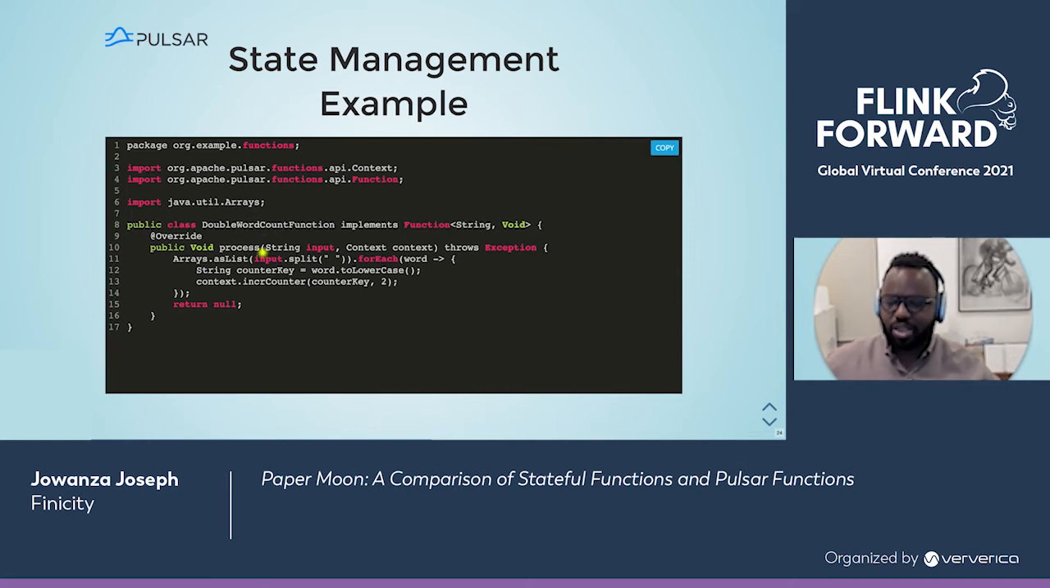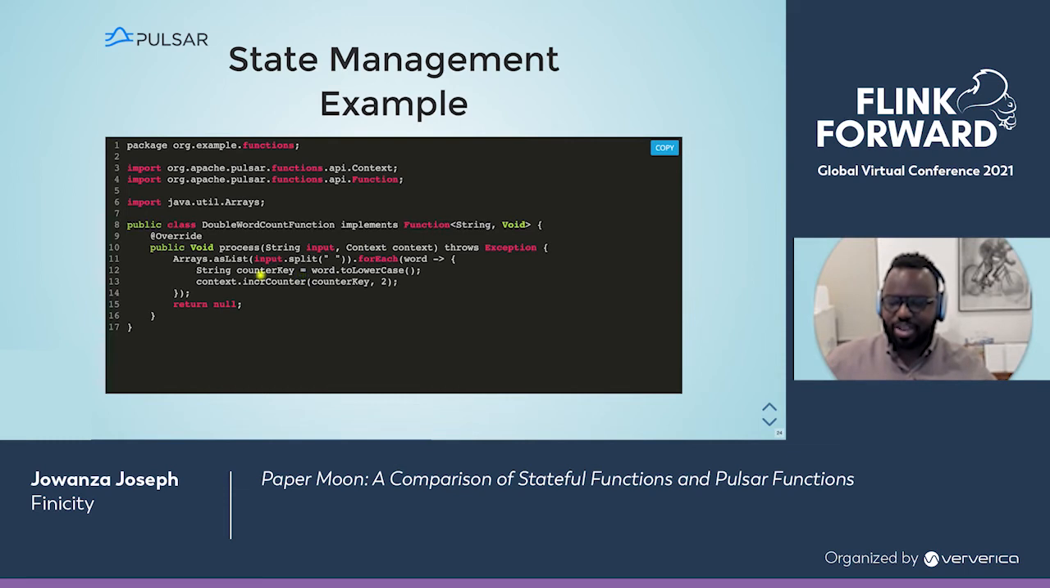The other example was in Go. But effectively, we're doing a double word count. So for every word that we see in a message, we're going to double it in our counter. Similar to the stateful functions, Pulsar functions has a process API. Every function has to implement this process, and it has input, similar to the message that we saw on the stateful functions, and then it has a context object.